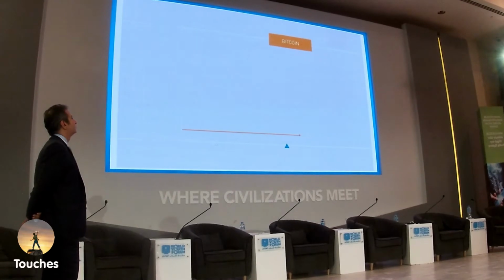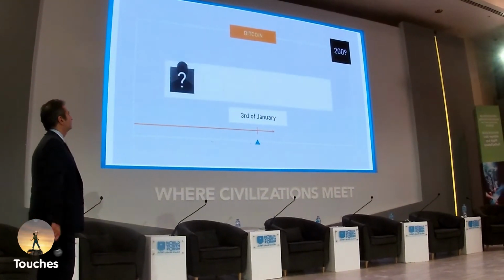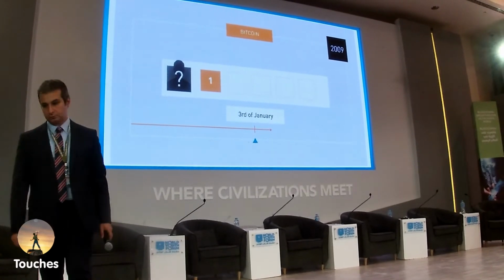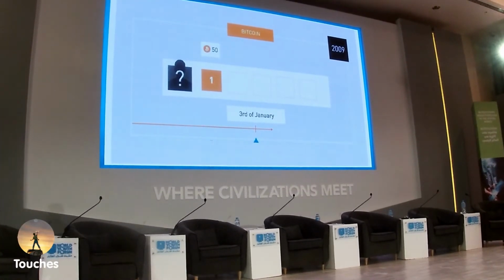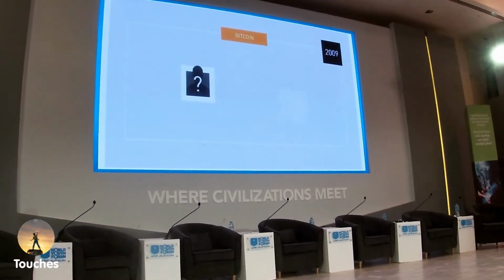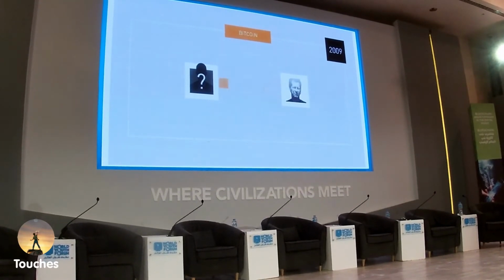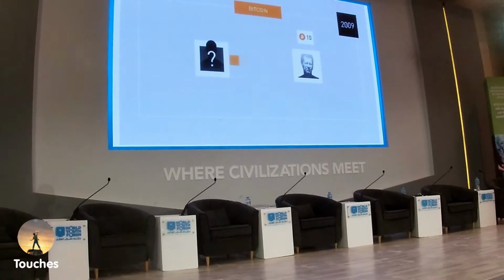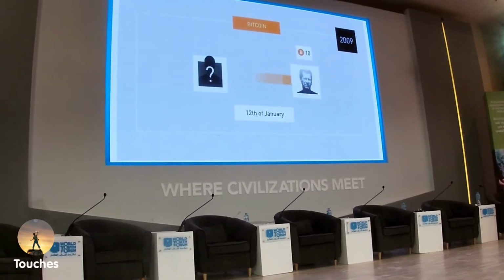On the 3rd of January 2009, Bitcoin came into existence when the first Bitcoin block was mined by Satoshi Nakamoto, which had a reward of 50 Bitcoins. The first recipient of Bitcoin was Hal Finney. He received 10 Bitcoins from Satoshi Nakamoto in the world's first Bitcoin transaction on the 12th of January 2009.